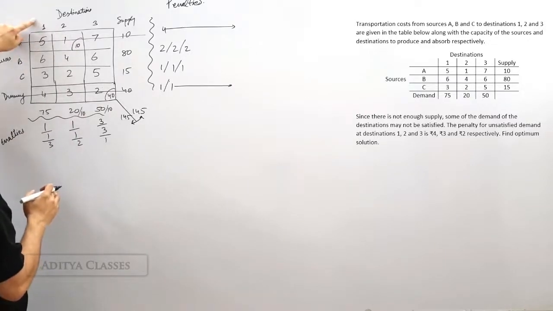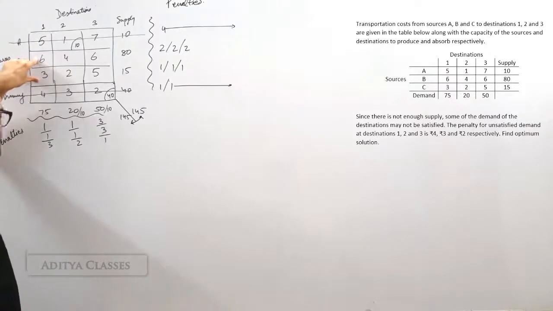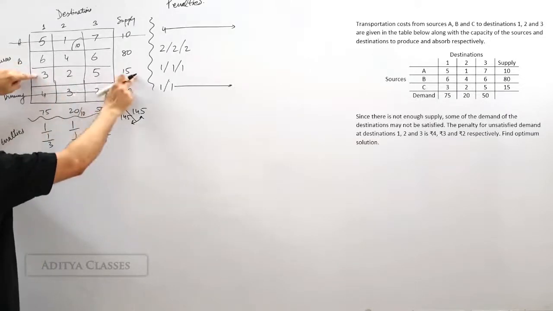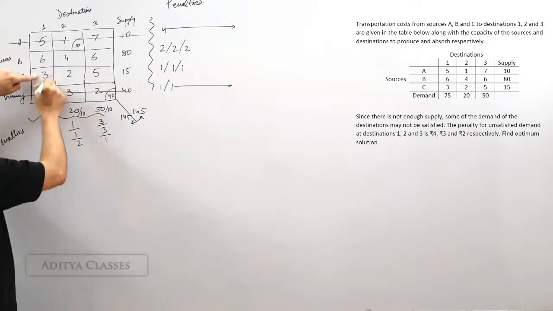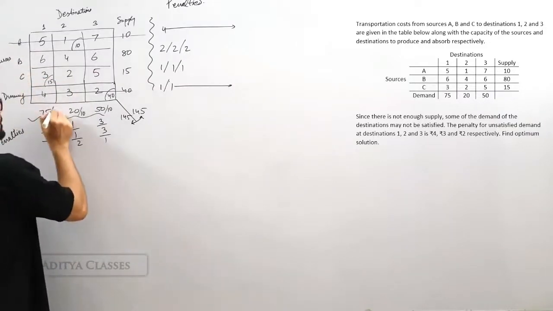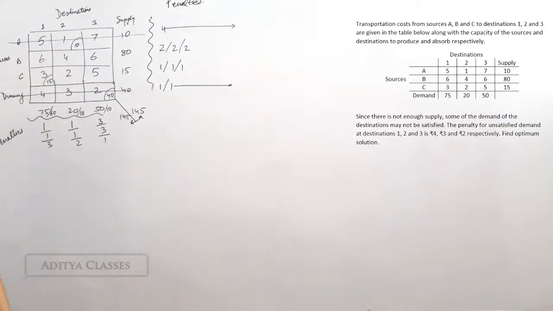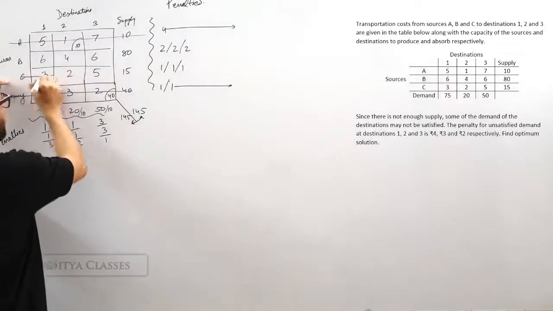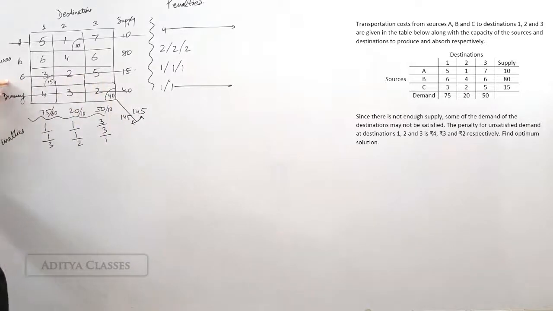So we'll give destination 1 a chance to fulfill its demand. When we give destination 1 a chance, 5 is cut, 4 is cut. The two cells remaining are 6 and 3, of which 3 is the least cost. Now how much can we put in 3? There is a supply of 15, there is a demand of 75. So we will only take 15, will leave 60 due. With these 15, this source is also gone.